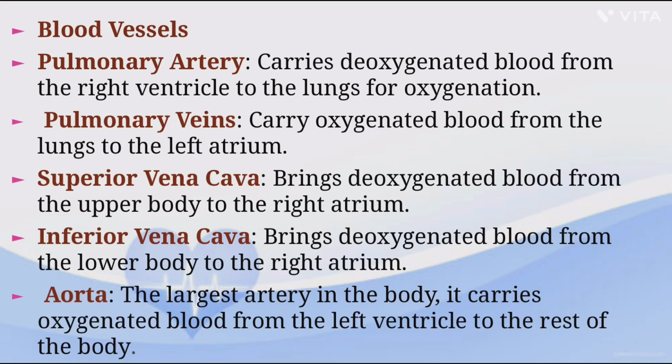So now let's know about the blood vessels. The pulmonary artery carries deoxygenated blood from the right ventricle to the lungs for oxygenation, and the pulmonary vein carries oxygenated blood from the lungs to the left atrium.